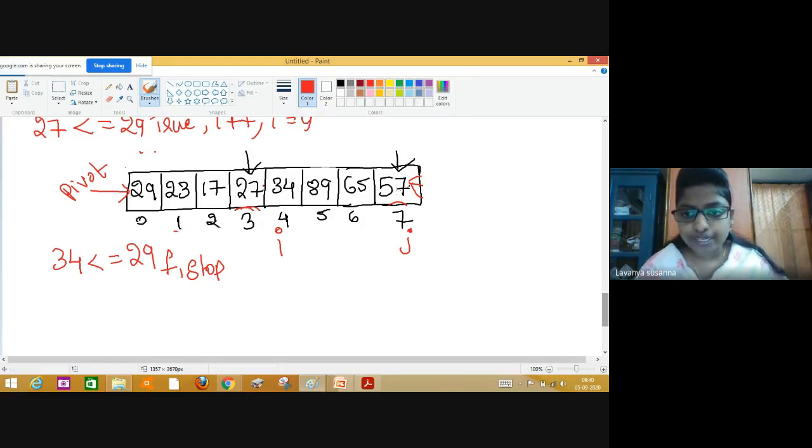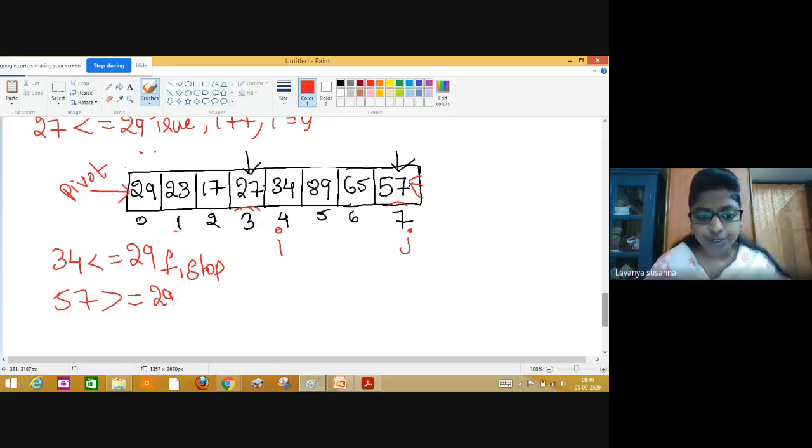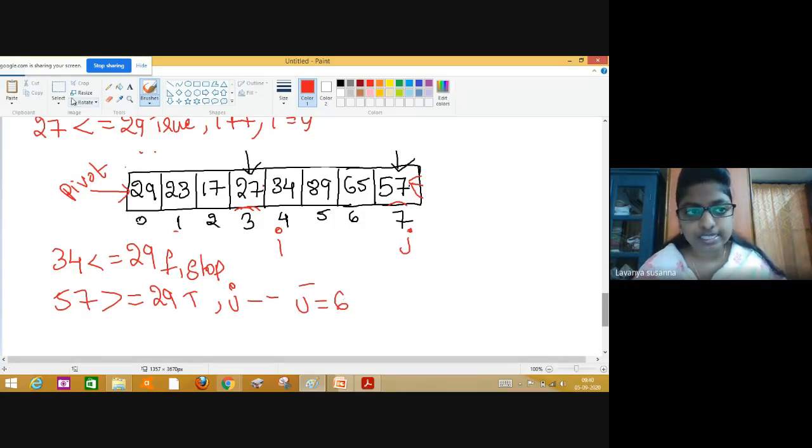J is pointing to the seventh index. The seventh index value is 57. 57 greater than or equal to 29. True. When it is true, you need to move J towards the left, not right, right? That means J minus minus, so J equals 6. Now J is pointing to the sixth index. I hope you understood.